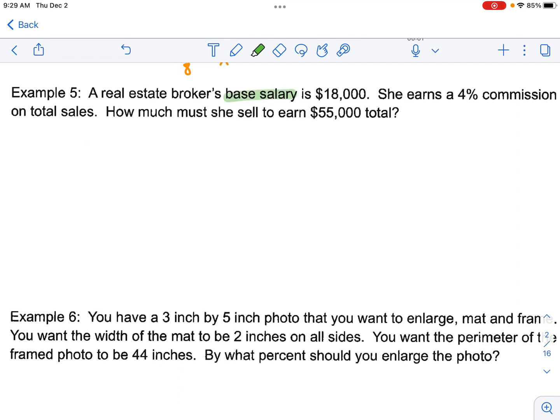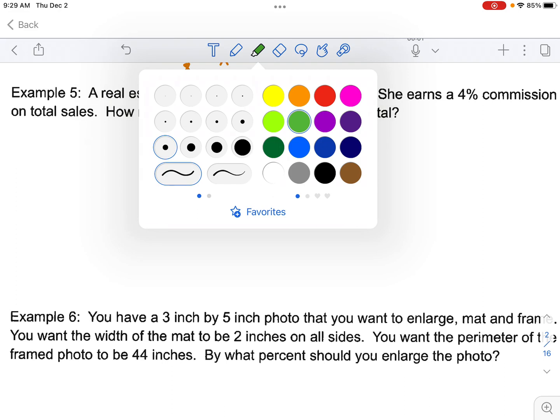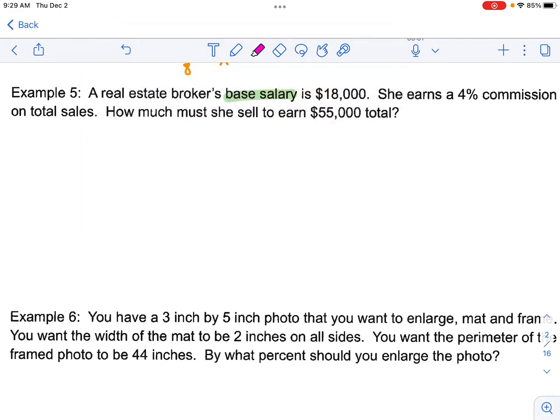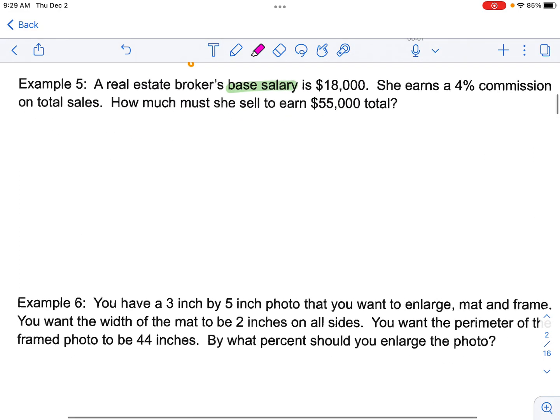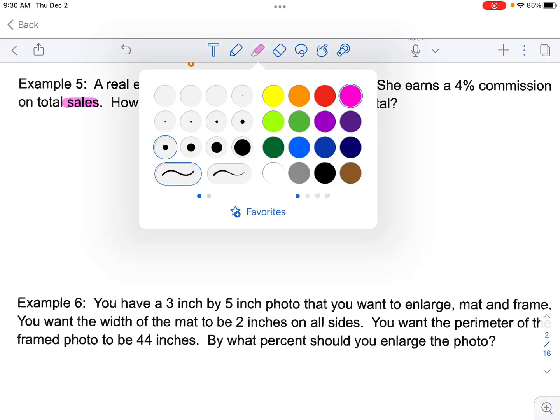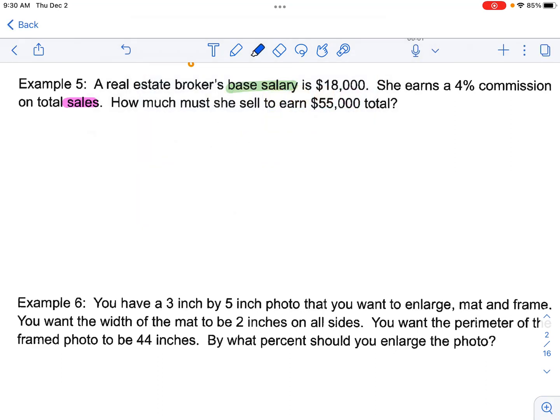We have a base salary, and then she earns a commission on her total sales. So we have a sales income. You know, she gets money because she's selling stuff. And then she has a total. So her total income, oops, don't know how to spell total apparently.